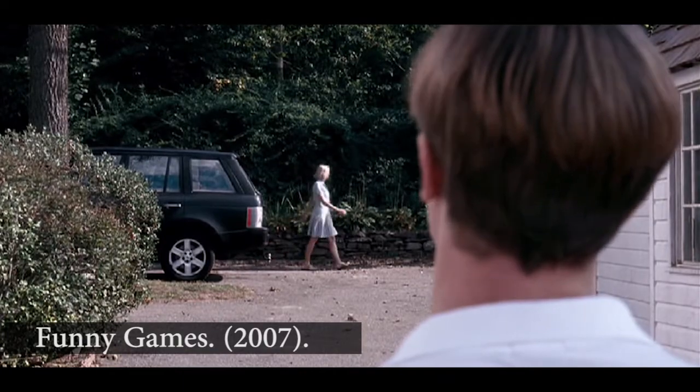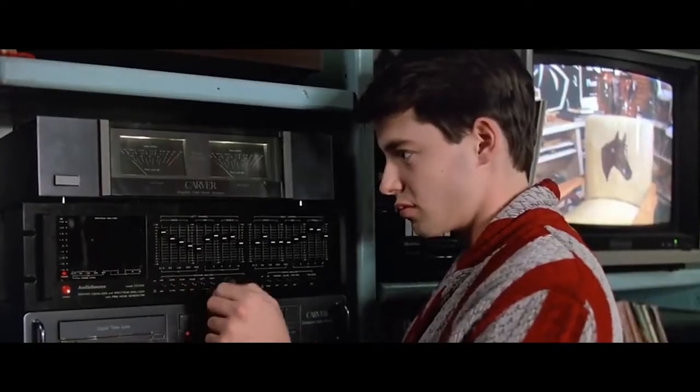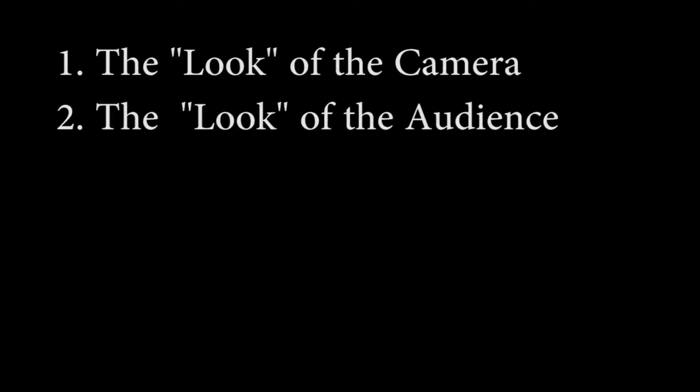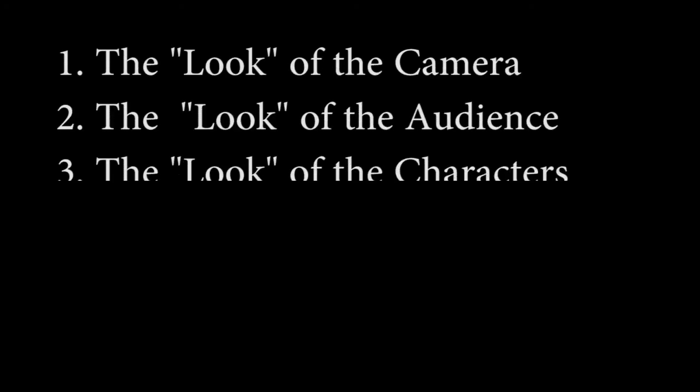This theory relates to the manipulation of the audience into forgetting about the camera and believing what they are watching is real. Laura Mulvey argues that there are three looks to the camera implied by the film. The first is the look of the camera, the second is the look of the audience, and the third is the look of the characters on screen.